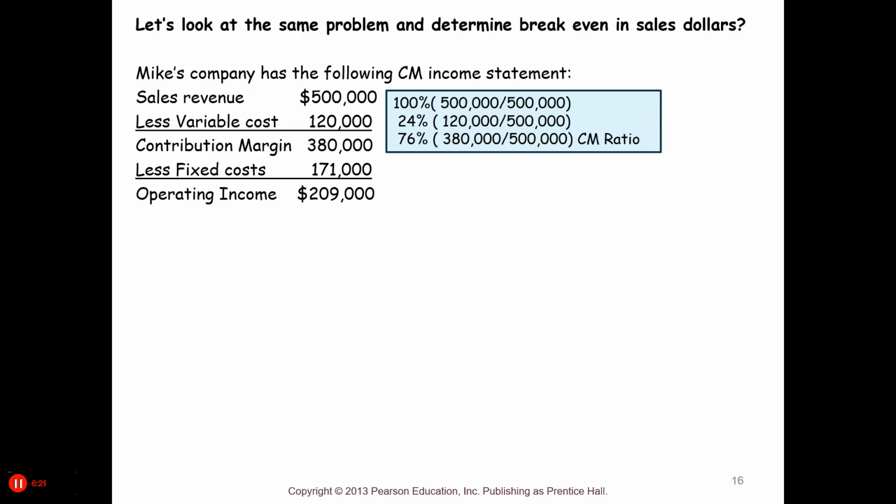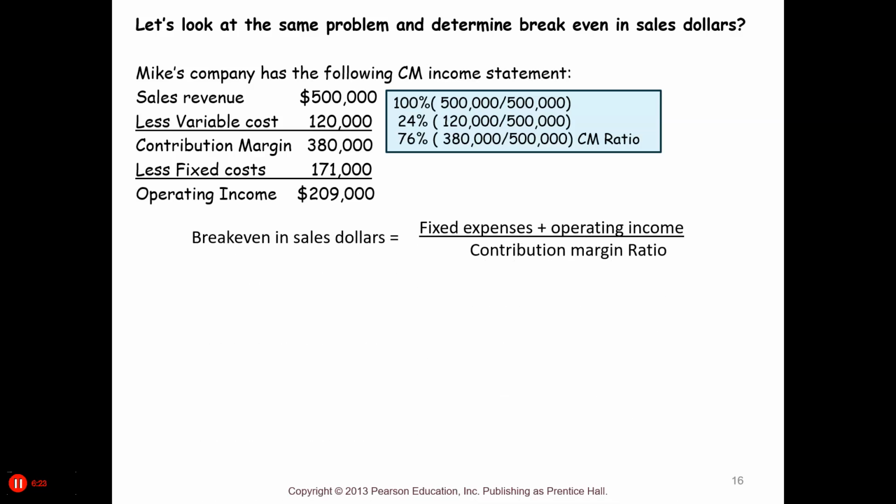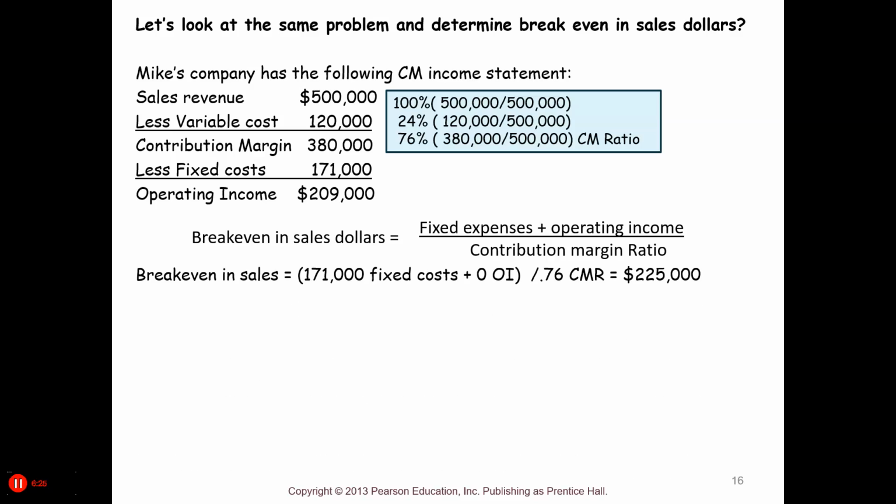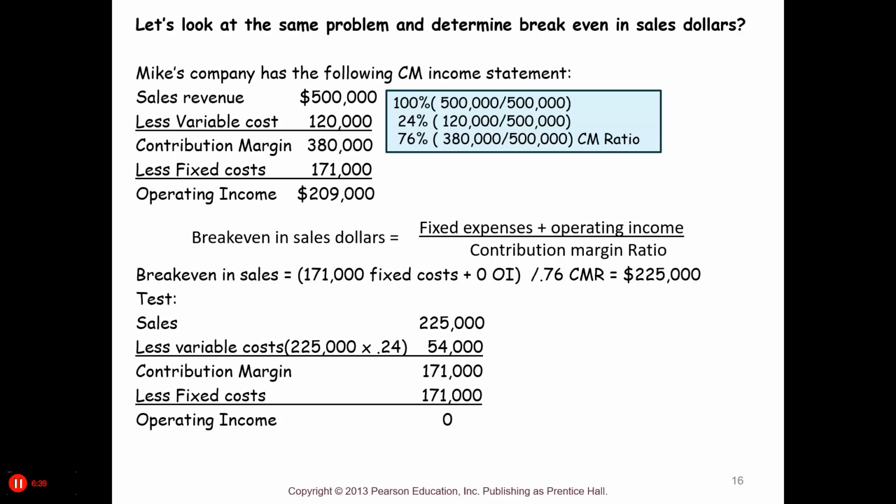So we're doing the same problem. We know this is the formula. So break-even in sales is going to be 225,000 because we took our fixed cost divided by our contribution margin ratio of 76%. Now let's check. Our sales is 225 minus our variable cost at 24% minus our fixed cost gives us zero. So we know that is correct. Now let's look at another problem.